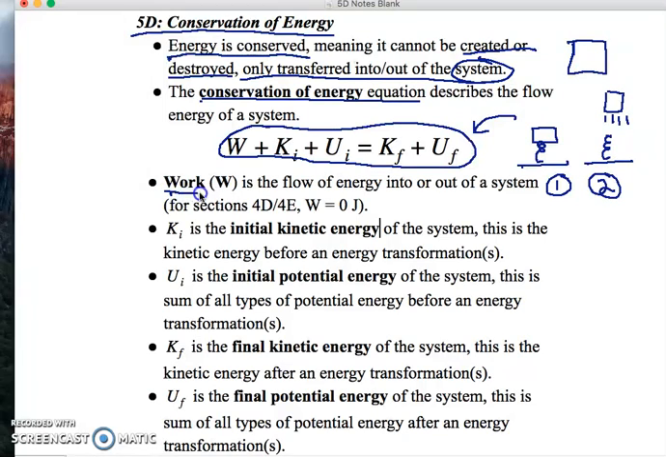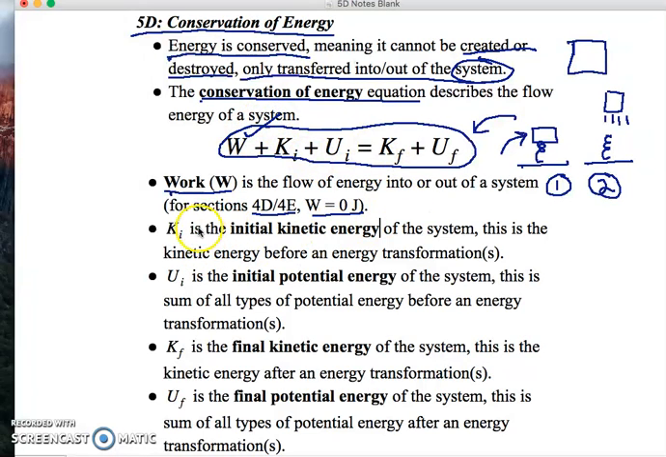The first is work, W. That work is the flow of energy into or out of a system. So again, if you had some additional source of energy that flowed into the block or the spring, you'd say work is being done. But for these two sections of the notes, we're just going to say work is 0 joules. We'll come back to it later, but for right now, we're going to say it's 0.